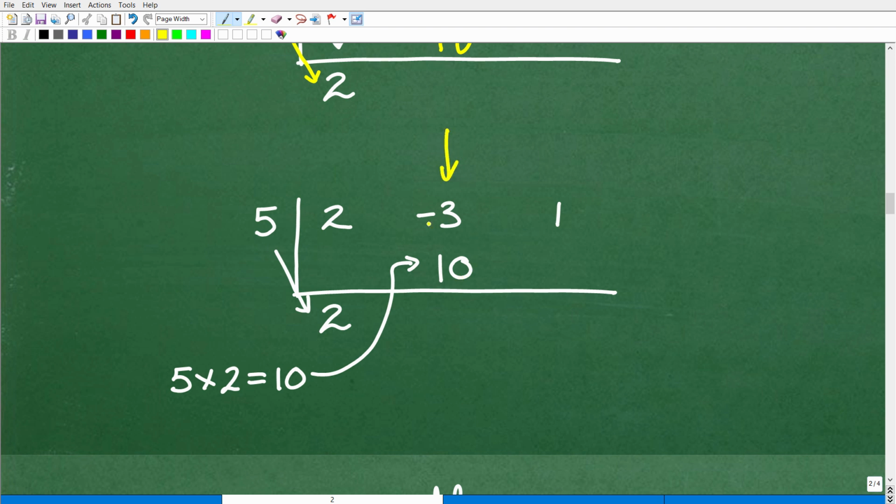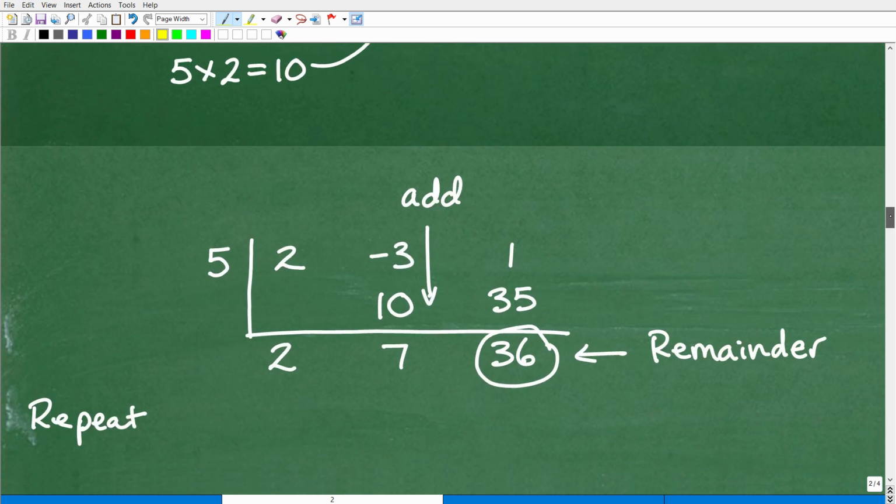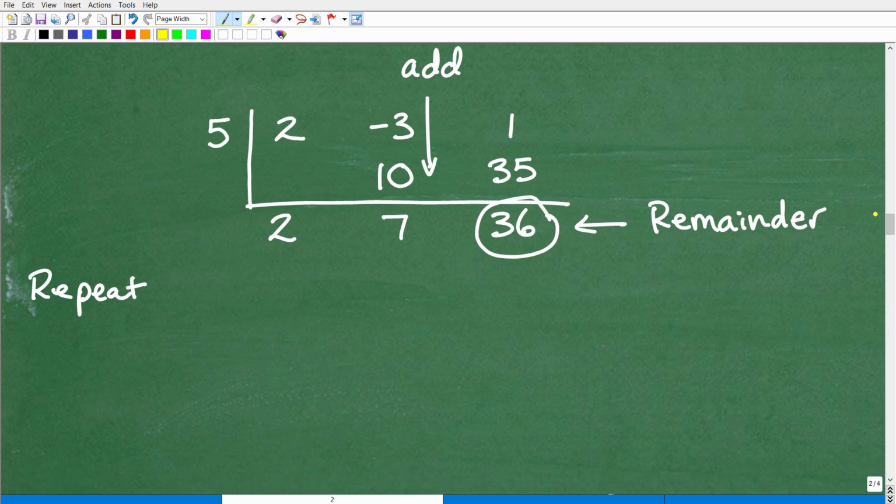Now you're going to add down. Negative 3 plus 10 is what? Positive 7. So now you're just going to repeat. Here it is: we're going to have 5 times 7, which is 35. So we add down: 1 plus 35 is 36.